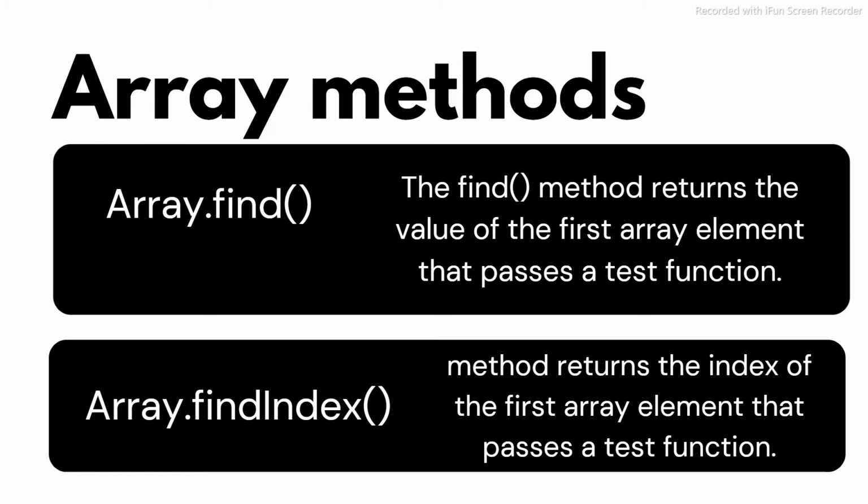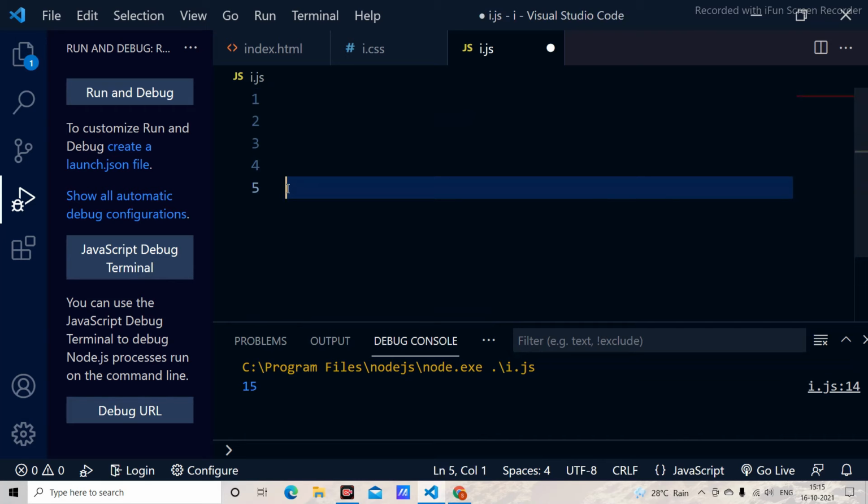In the array, we all know that arrays start with 0, and it is going to give the index number of that element which passed the test. And we are going to discuss all these things in VS Code with clarity. Now I am going to discuss the string methods.